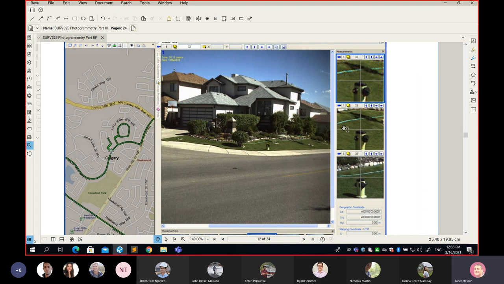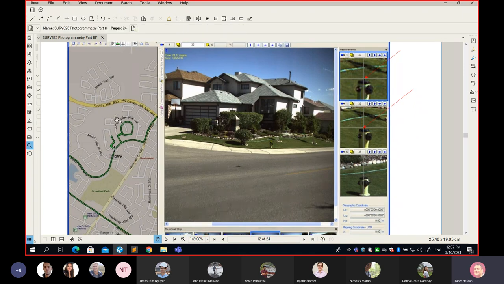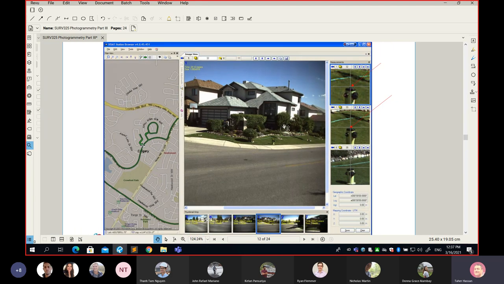And what does it mean? It means I will see my feature in more than one image. So all you have to do is click here in one image and then click here in another image. And you guys know, if I'm able to measure my point in 2 images, what can I get? I can find the XYZ, okay? By the way, the area here is in the northwest of Calgary. This is Country Hills. You can see a map on the left, Country Hills and Nose Hill Drive Northwest, if you're familiar with this area.